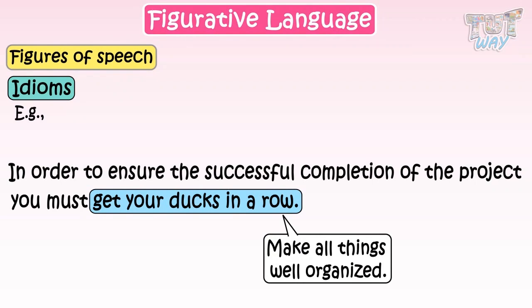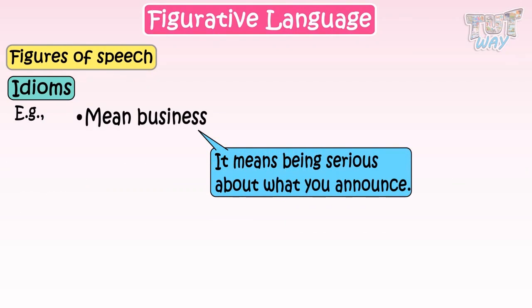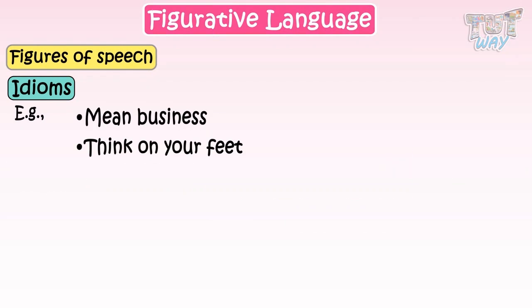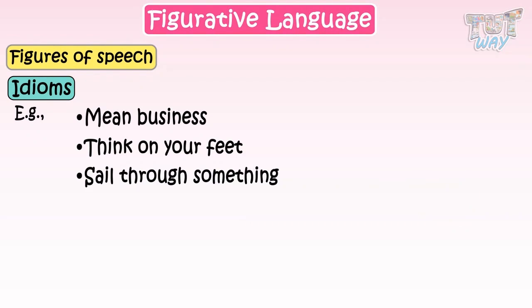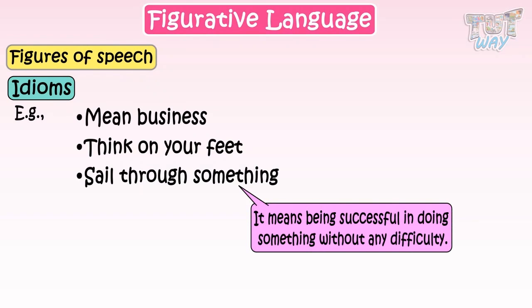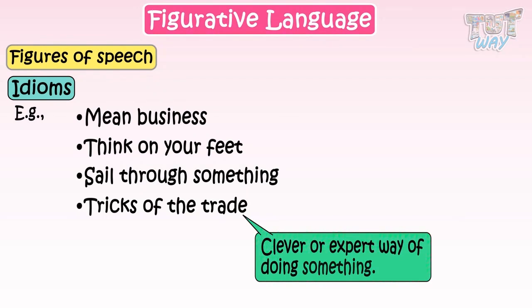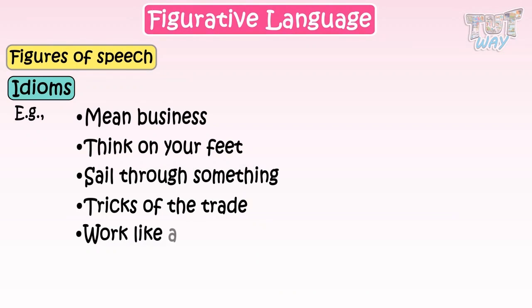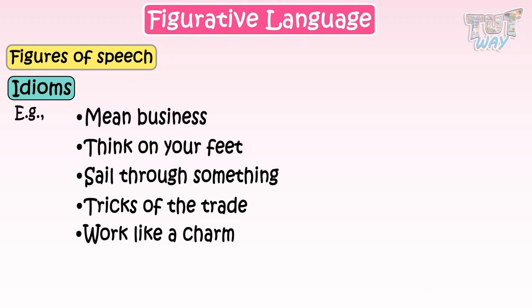There are just a whole lot of idioms in the English language. For example, mean business. It means be serious about what you announce. Think on your feet. It means adjusting quickly to changes and making fast decisions. Sail through something. It means being successful in doing something without any difficulty. Tricks of the trade. Clever or expert way of doing something. Work like a charm. Means work very well or has a desired effect. So there are a whole lot of idioms in the English language.